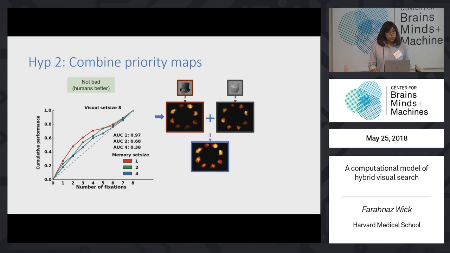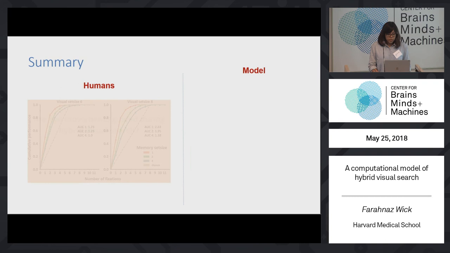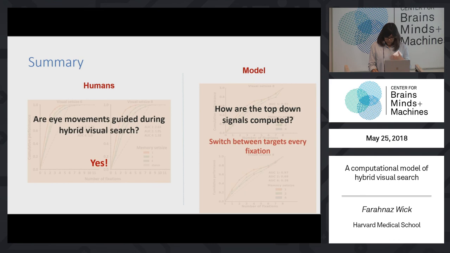So in summary, we started with the question, are eye movements guided during hybrid visual search? And the answer is yes. I've shown you two strategies that mimic human performance. According to the modeling, you either cycle between the different targets, maintaining separate priority maps, or you could be combining the priority maps together into a single map, or it could be some combination of both these strategies.